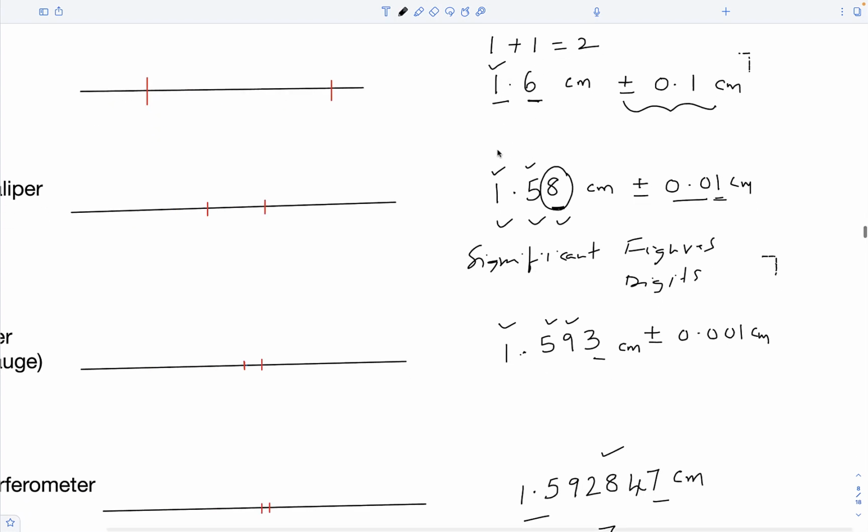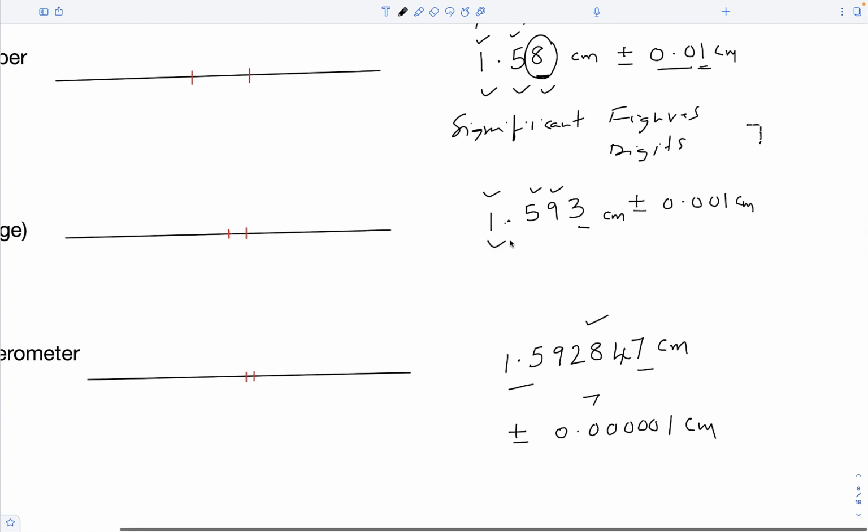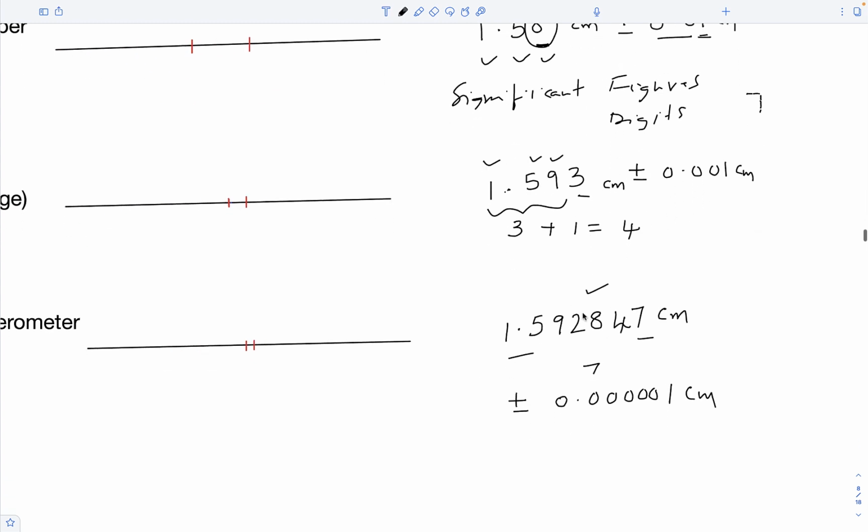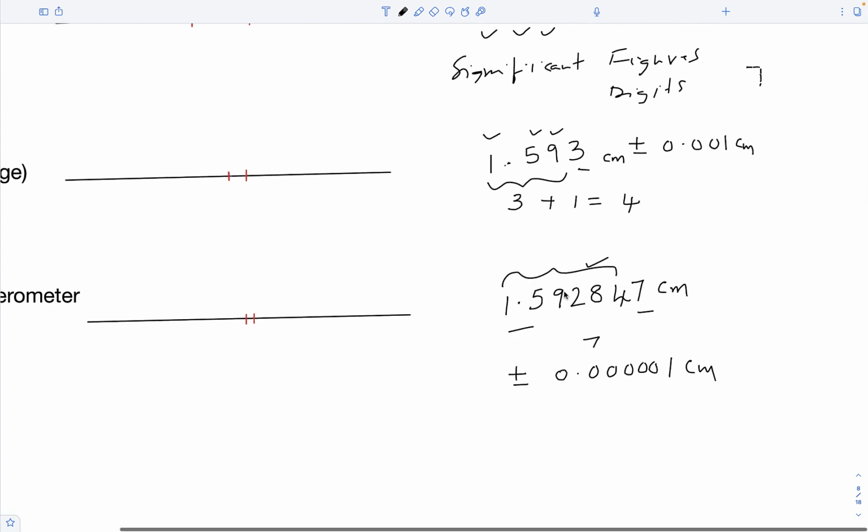In this measurement, we are 100% sure about the value of this digit plus one estimated digit. So we have 2 significant figures in this measurement. And in this measurement, we are sure about the values of these 2 digits plus 1 doubtful digit. So we have 3 significant figures. And in this measurement, we are 100% sure about the values of these 3 digits plus 1 estimated digit. So we have 4 significant figures. And in this example, we are 100% sure about the values of these 6 digits plus one estimated or doubtful digit. So together we have 7 significant figures.